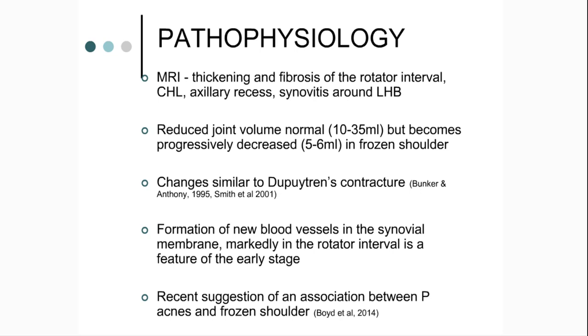On MRI, we can see thickening and fibrosis of the rotator interval, and I'll discuss that in a minute, coracohumeral ligament within the axillary recess, and also frequently there's synovitis around the long head of biceps, which is not particularly specific to frozen shoulder, but it is nevertheless quite apparent. In the later stages, when there is contraction of the capsule, reduced joint volume is frequently observed on MRI; again, that would be seen in the later stages.